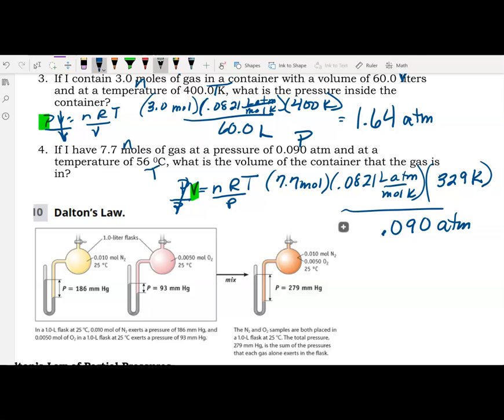What's our label going to be for this? It's volume. So what's your label for volume? Liters. We're going to do 3 sig figs. How do you do 3? Times 329 divided by 0.090. 2,300. That's what I got. That would be 3 sig figs.